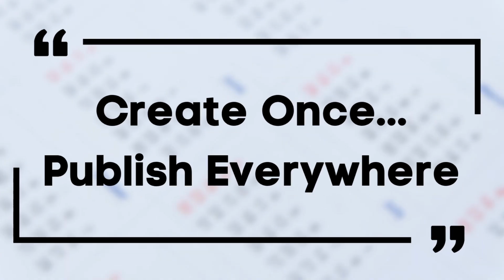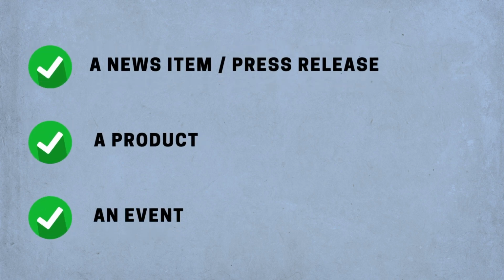The tagline to describe a topic is an item that you can create once and publish everywhere. In essence, a topic is the interesting content contained within your website or app. It's content that is free from any presentation concerns. Some examples of a topic can include a news item or a press release, a product or an event. So in essence, a topic should have three qualities.